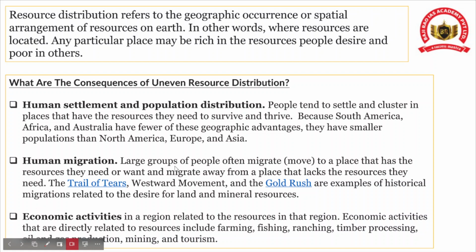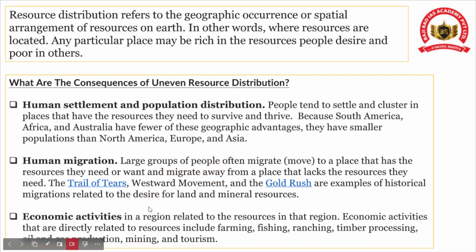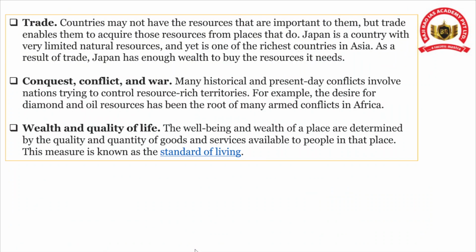So therefore there will be a development of market, connectivity, infrastructure, investment, banking. Okay, so all these facilities are associated with availability of resources in a particular zone. So this would further propel the growth of economic activities in that region. Economic activities like farming, fishing, ranching, timber processing, mining, tourism. So all these activities are associated with the availability of resources in a particular location.